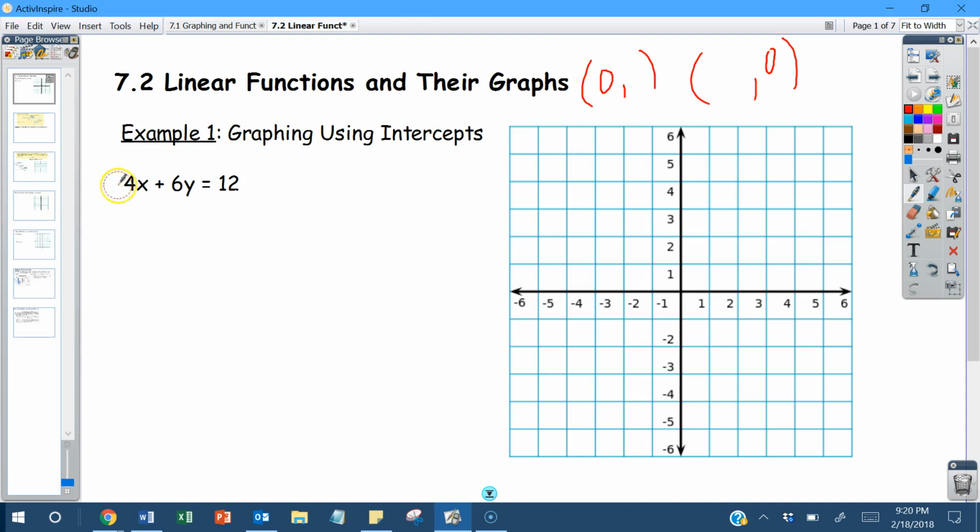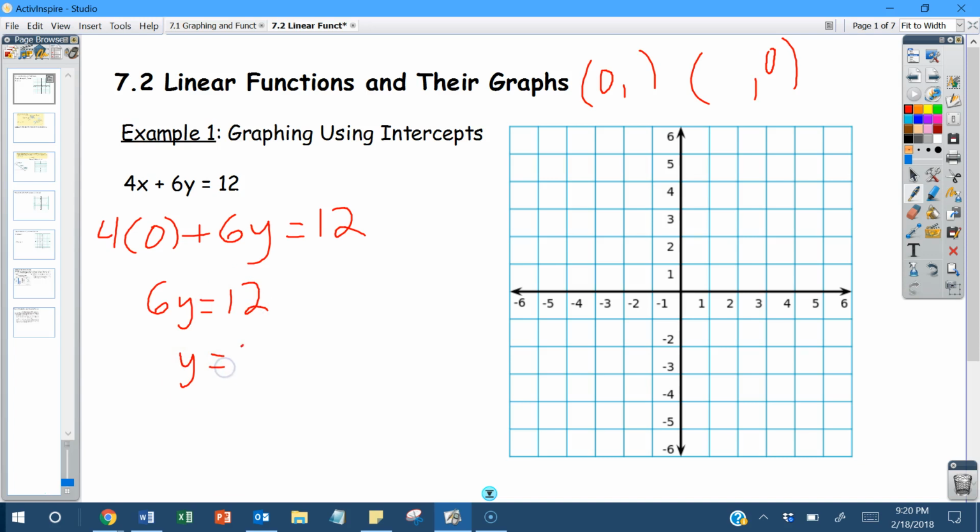For the first one, let's take this equation. Let's let x equal 0 and find out what y is equal to. I can just pick an x value and see what the y value is. So this is 4 times 0, or 0. This is really 6y is equal to 12, or y is equal to 2, which means that my point is x is 0, y is 2. So that's 1 point on this graph, 0 comma 2. That turned out to be my y-intercept.